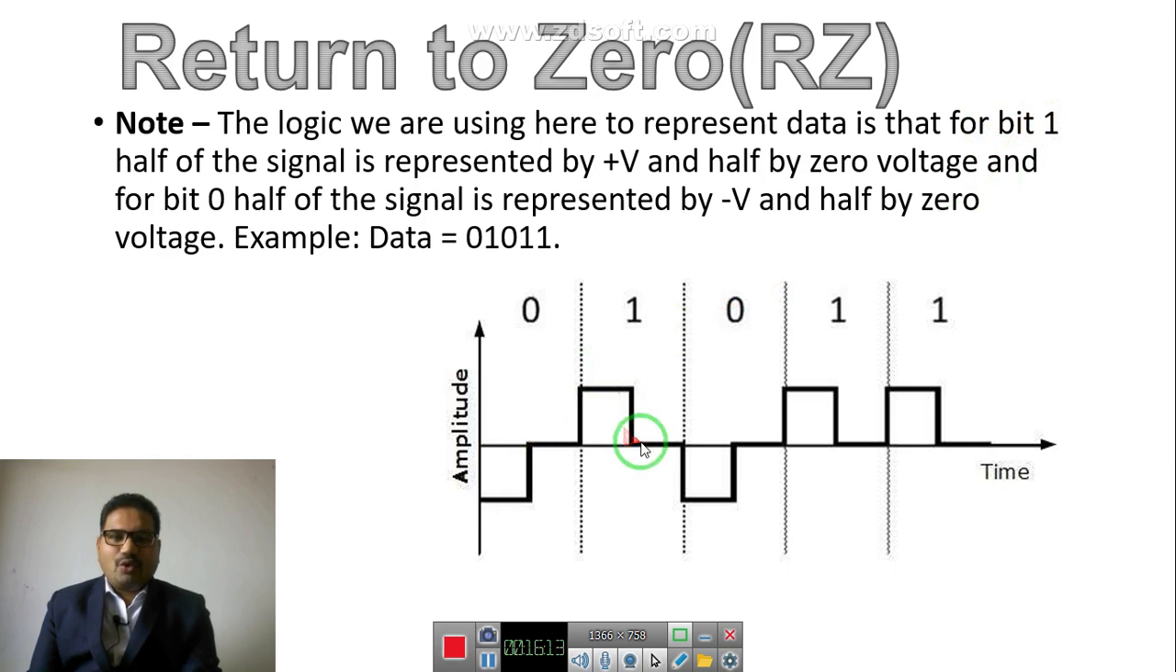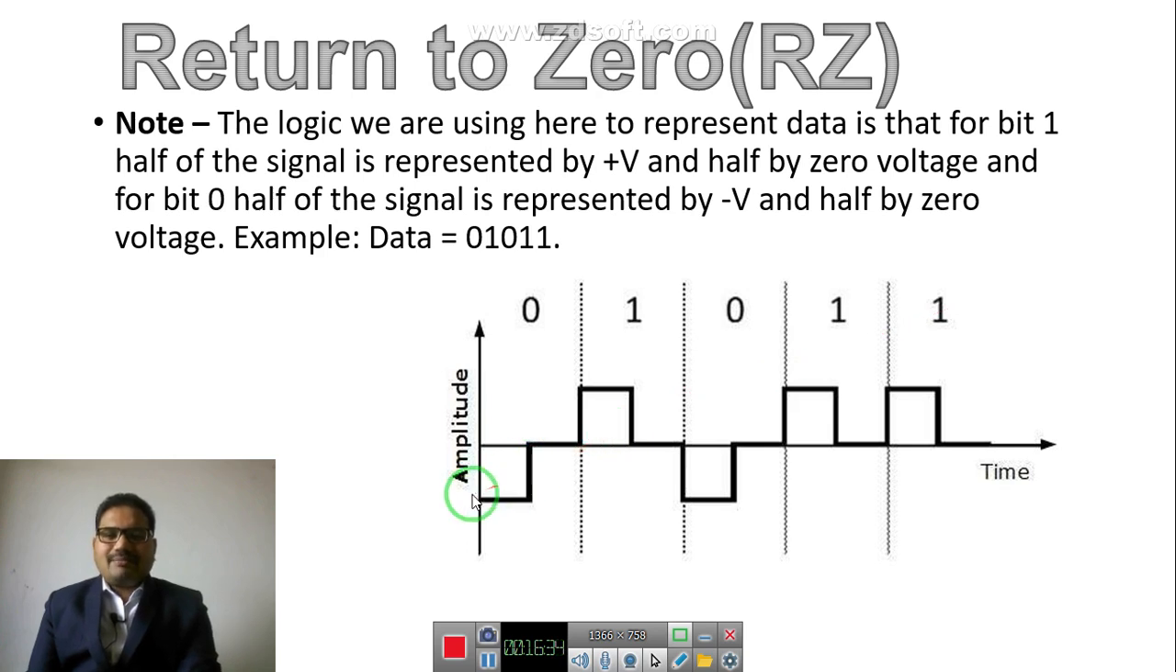Plus V volt, and half by 0 voltage. Similarly, for 0 bit, half of the signal is represented by what? Minus V volt, and half by 0 voltage. So suppose there is data 0, 1, 0, 1, then how would it be?